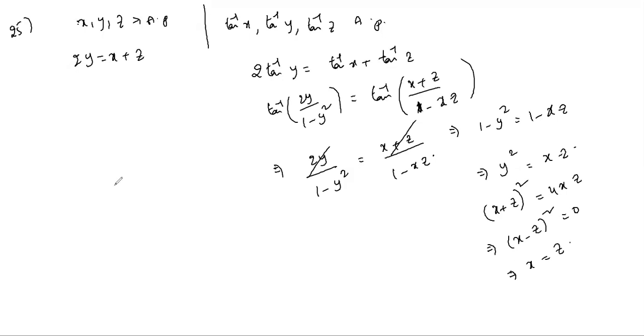By substituting x equals z in the first equation, 2y equals 2x, so x equals y equals z. So what we get? x equals y equals z. Without solving also you can say that whatever three or more terms are in AP as well as GP or HP, only equal terms are possible. Next 26, simple AP. Next 27.